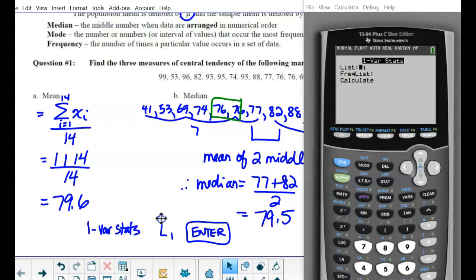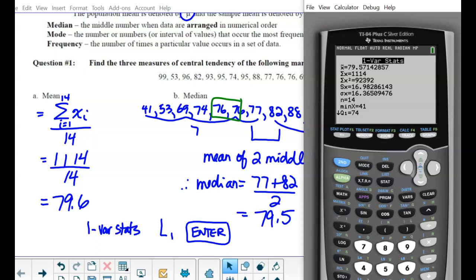Okay, if you have what I have, L1, and there isn't a frequency list, you go to calculate and enter. Then the first entry there is the mean, x with a bar, at 79.6. That's what we got. You'll see the summation of x, 1,114. Well, we actually did get that. Then we get some other numbers that we're not concerned about right now. Then you'll see n equals 14.